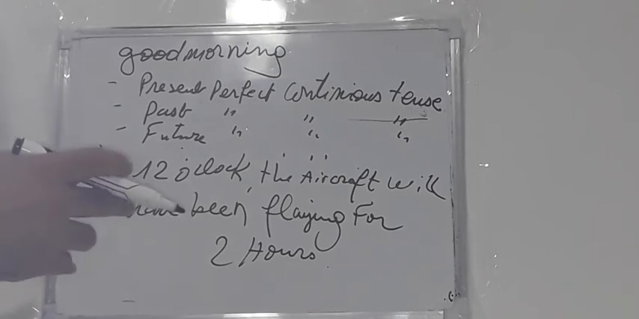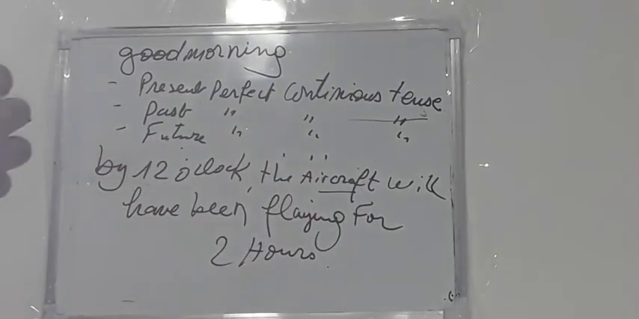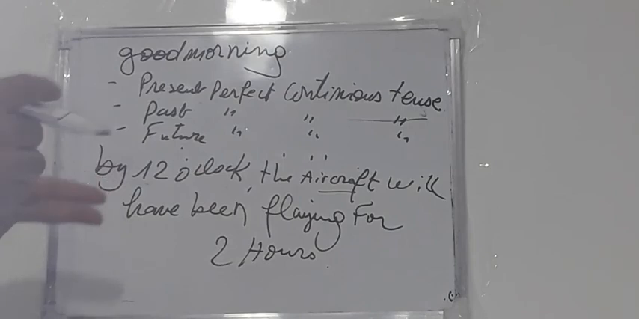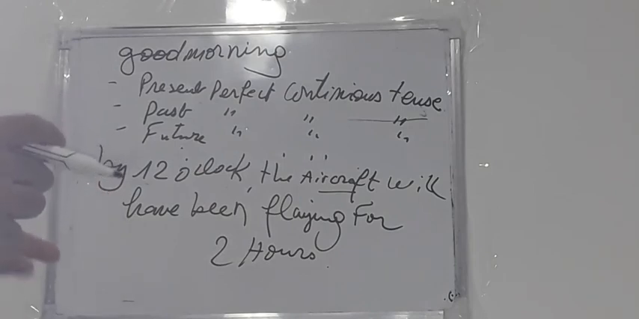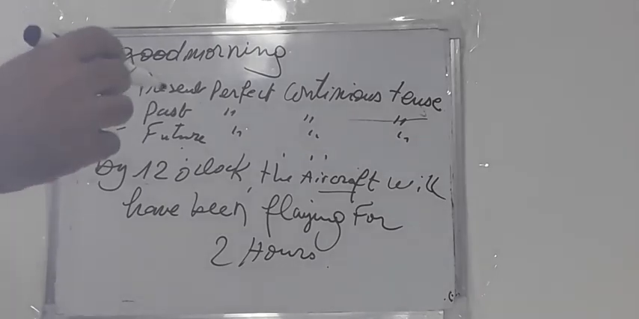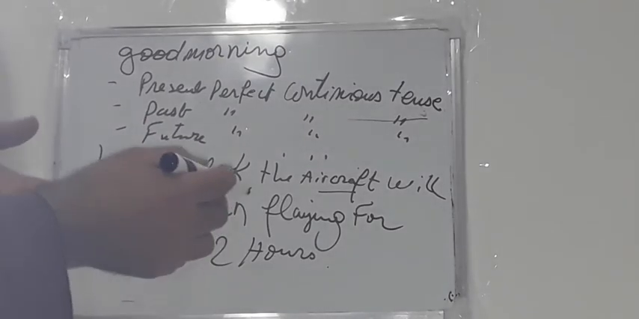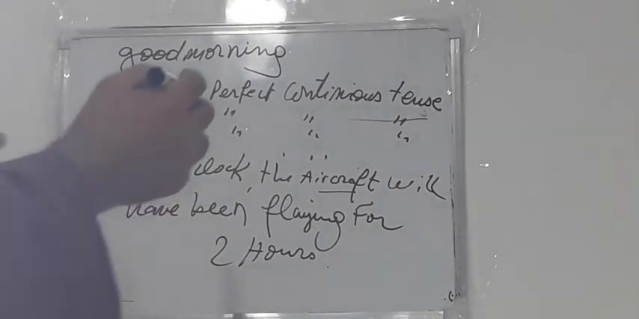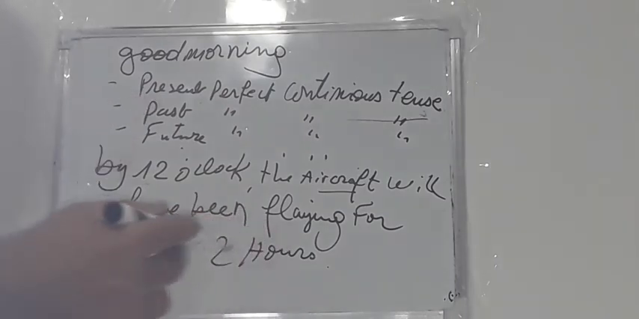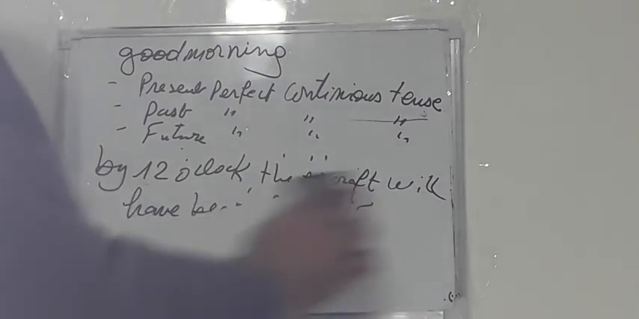Okay? Now we are at 10 o'clock, for example. The aircraft means airplane. We are at 10 o'clock or half past 10. And we talk about a future action of the aircraft. The action is flying. The aircraft will have been flying for 2 hours. Okay? This is the future perfect continuous tense.